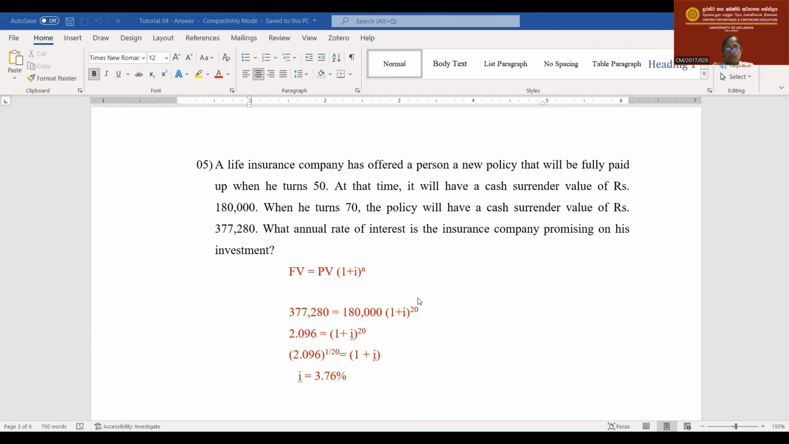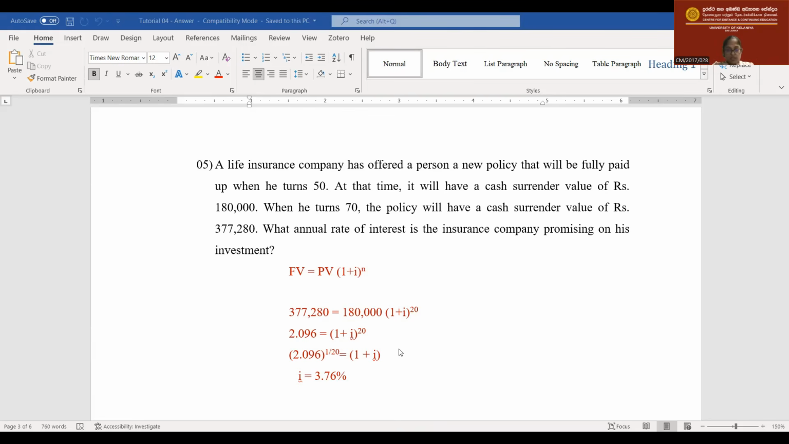We do not know I; that is what we have to find, so keep I as it is. N would be what? You can see 70 is the future age, and the current age is 50. The difference, 70 minus 50, is the time frame, 20. We can't take either 50 or 70. Instead, we take the spread of the time period, 20, between 50 and 70.